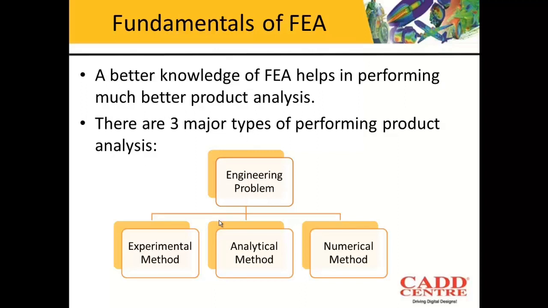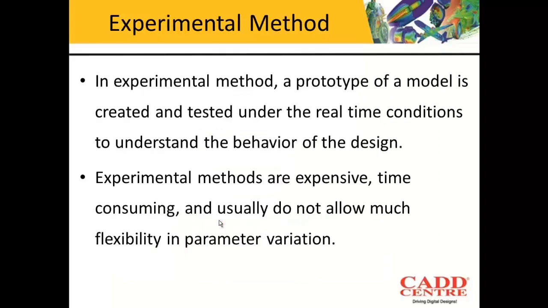an engineering problem can be solved in three different methods, that is, experimental method, analytical method, and numerical method. What is that experimental method? Now, experimental method is nothing but it uses a prototype of the actual model and it is then tested under the real-time conditions so that we understand how the design will behave in the real-time conditions. This method gives us the most accurate results, but it is very costly and time-consuming.